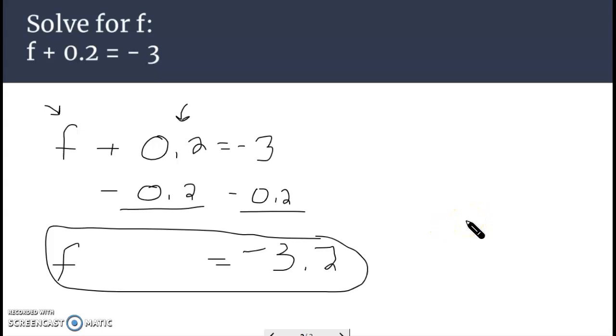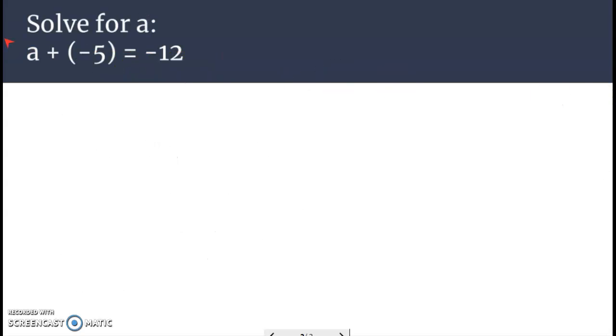Remember, you can always substitute back in to the original to check. Negative 3.2 back in for f here. If we take negative 3.2 and add 0.2, we'll end up with just negative 3, so that it checks out. Look at one more here. It's listed a little bit differently. This time our variable is a, and we're adding a negative 5.